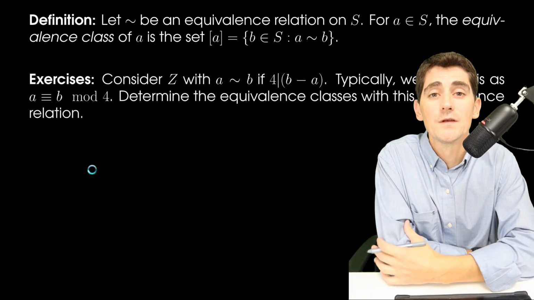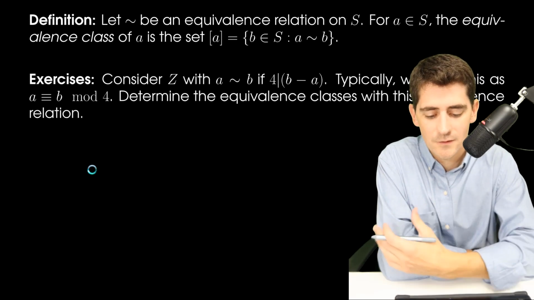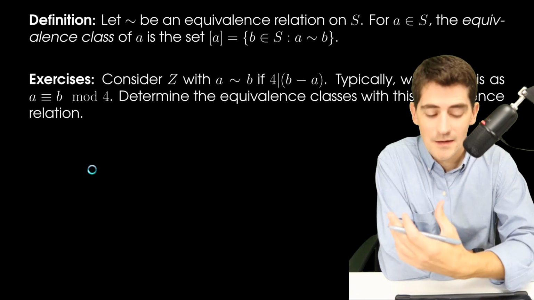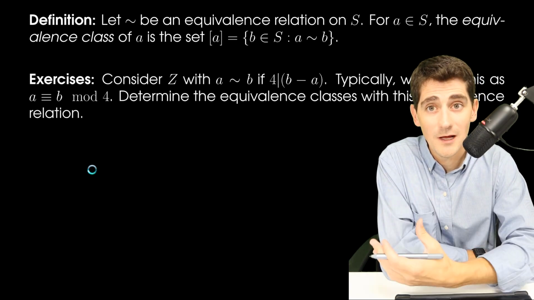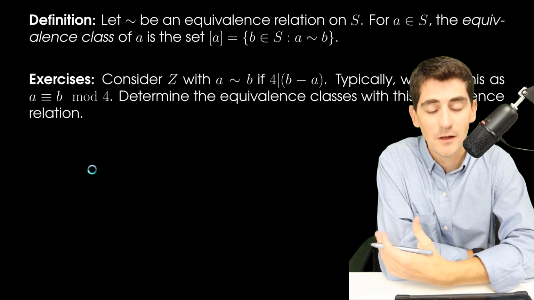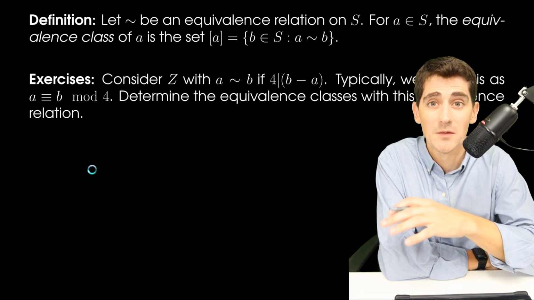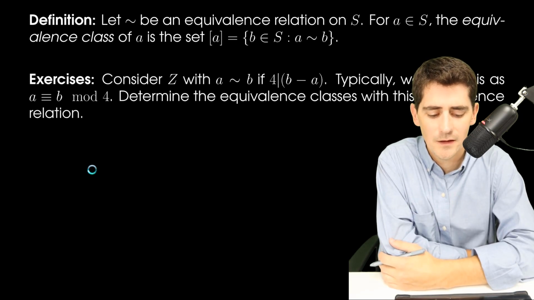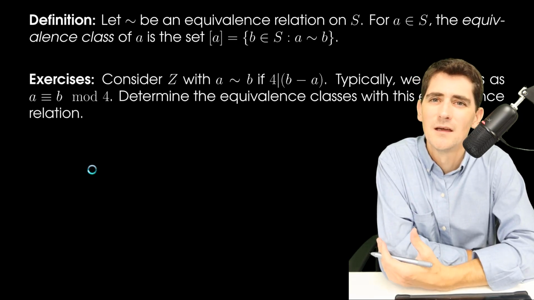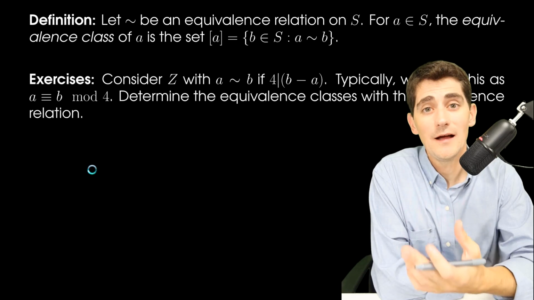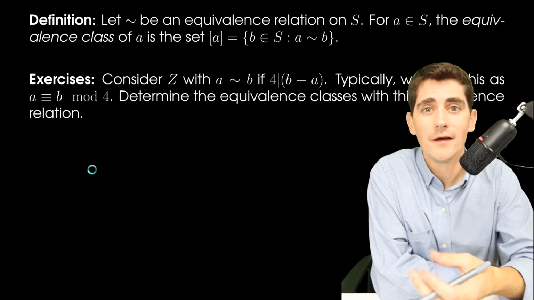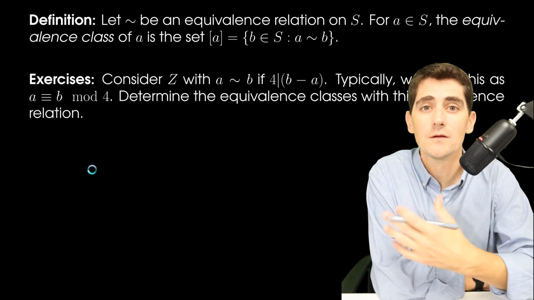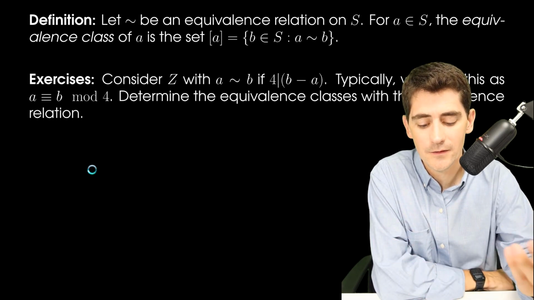Okay, now I want to introduce another definition. So we're going to let squiggle be an equivalence relation on S this time. And then for a in S, the equivalence class of a, which we can write in brackets as [a], is the set of b in S where a squiggles b. Now what does that mean? That means the equivalence class of a is all the things in S that squiggle a, or that a squiggles. In other words, these are the things that are equivalent to a in this set.